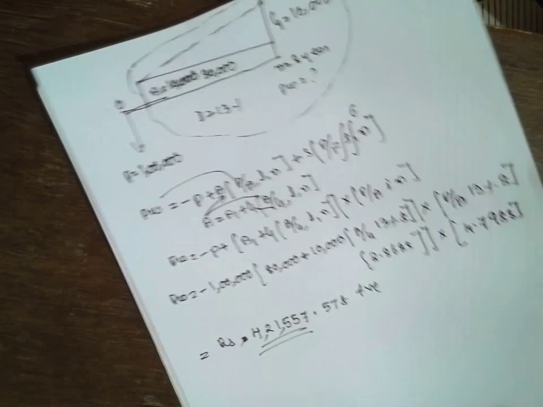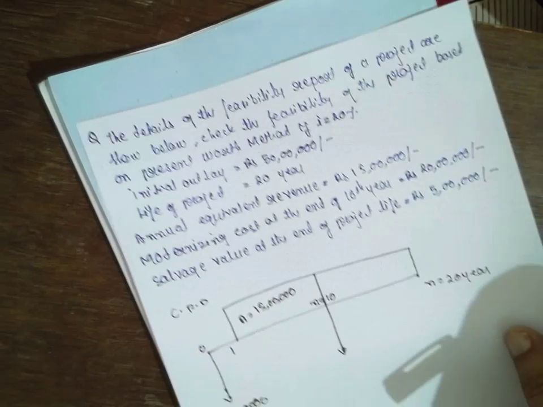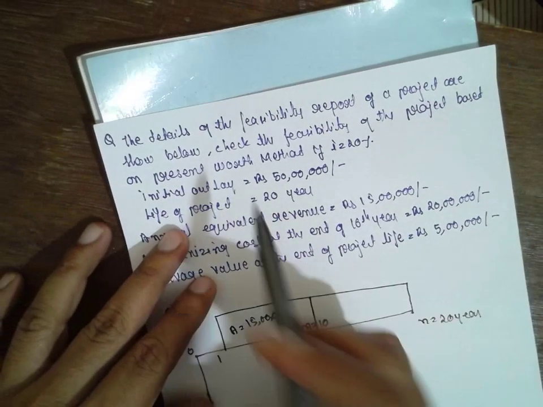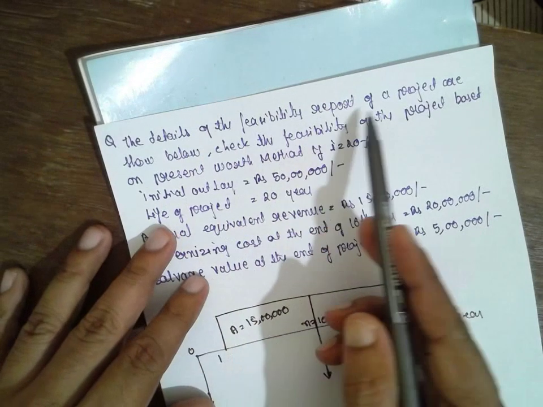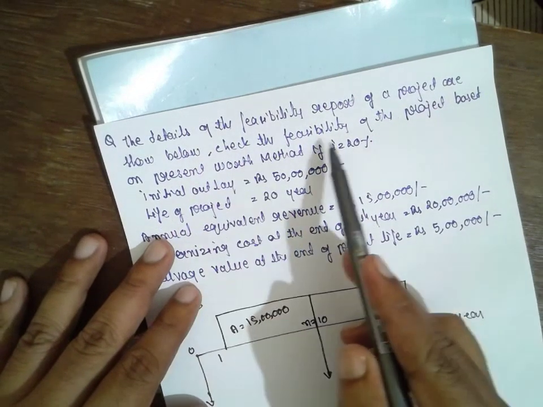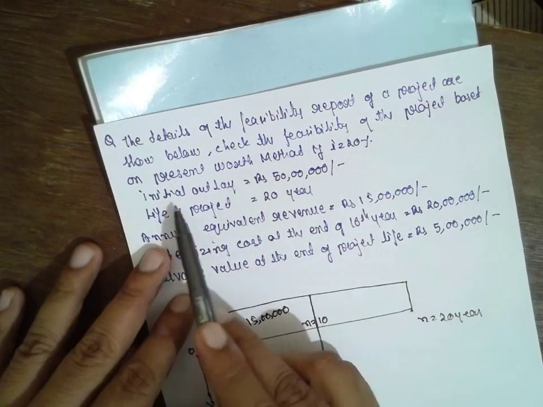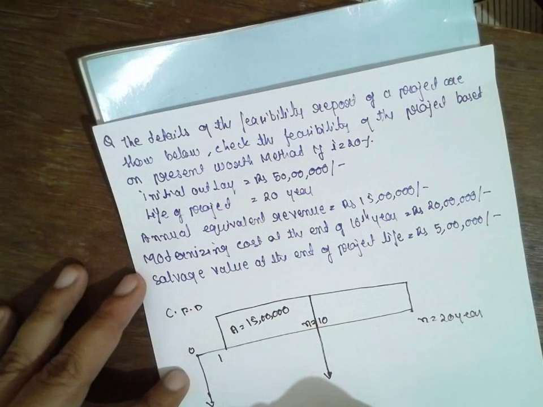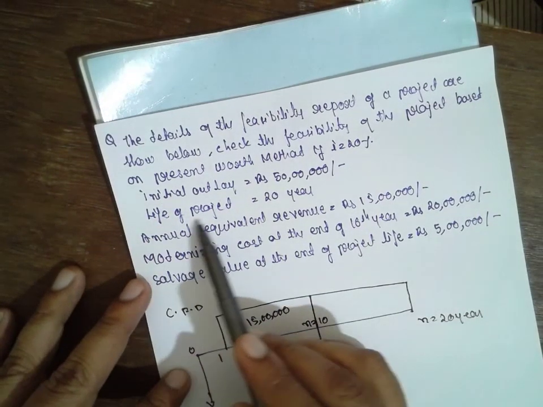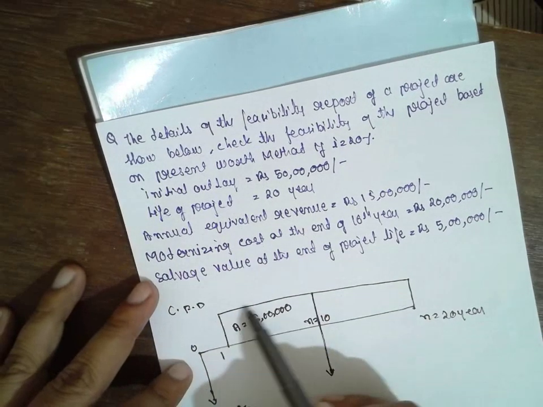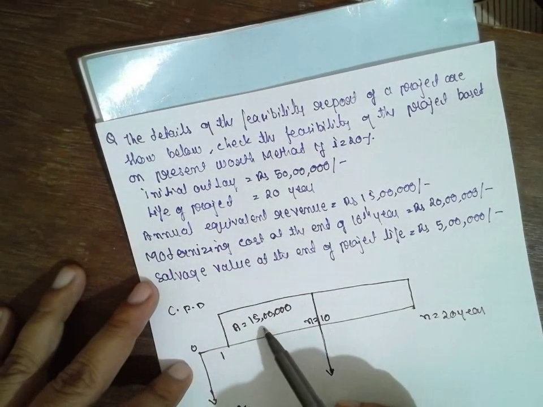One more problem I am going to solve now. The details of the feasibility report of the project are shown below. They check the feasibility of the project based upon the present worth method, where I is nothing but 20%. The initial outlay they have given is 50 lakhs. The life of the project is 20 years. The annual equivalent revenue, therefore the arrow is upward here. A is given as 15 lakhs.